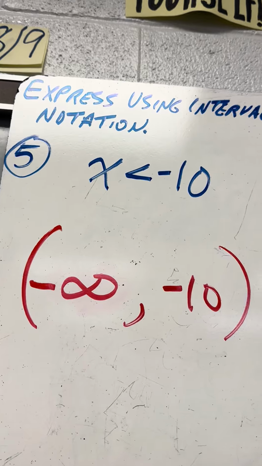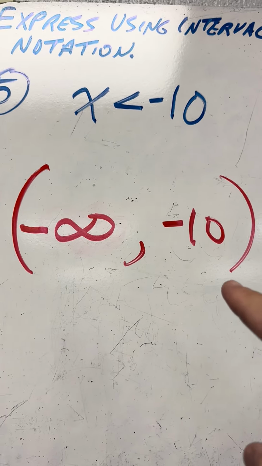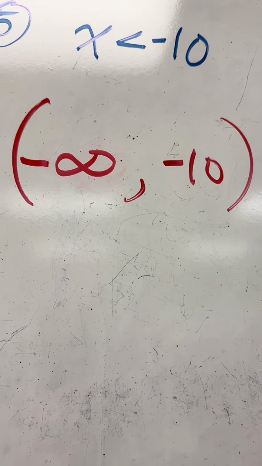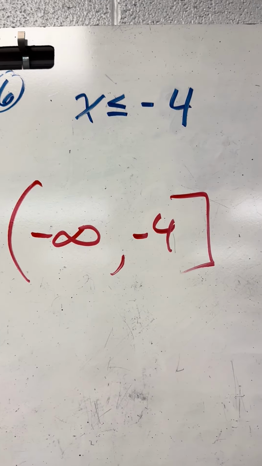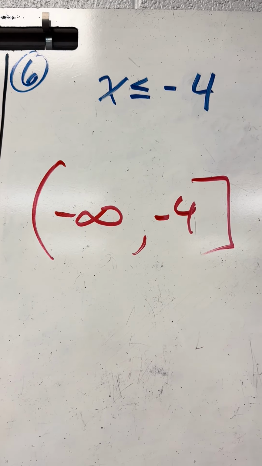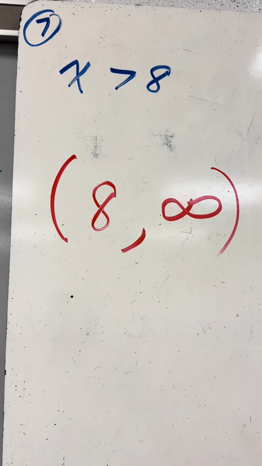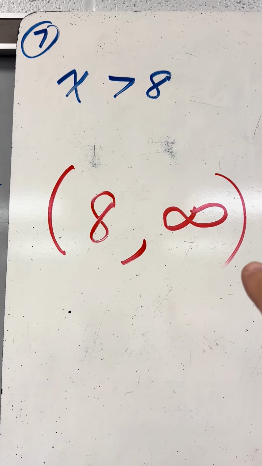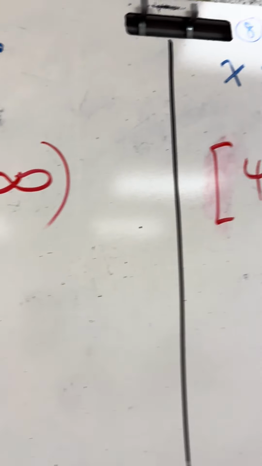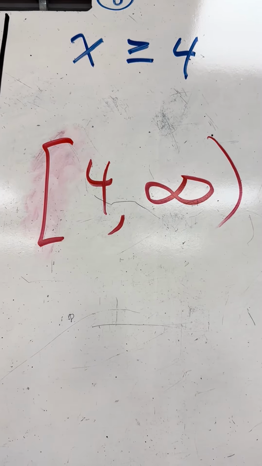If it says x is less than negative 10, it goes from negative infinity to negative 10, and notice it's a parenthesis because it's not equal to. X less than or equal to negative 4 goes to negative infinity, but a bracket around negative 4 because it's less than or equal to negative 4. X greater than 8, from positive 8 all the way to infinity. Parentheses on both sides because it's not equal to either one. X is greater than or equal to 4, a bracket at 4 up to infinity.